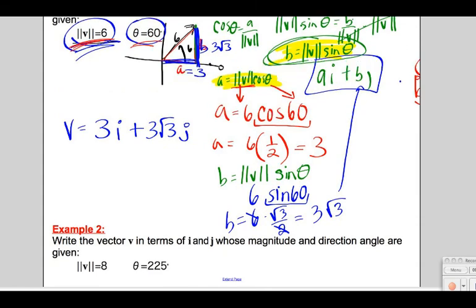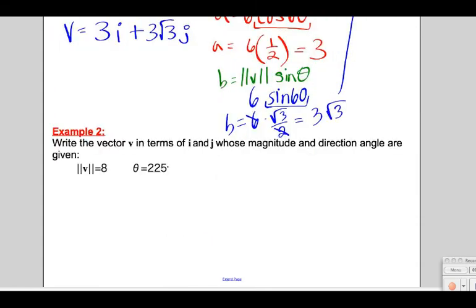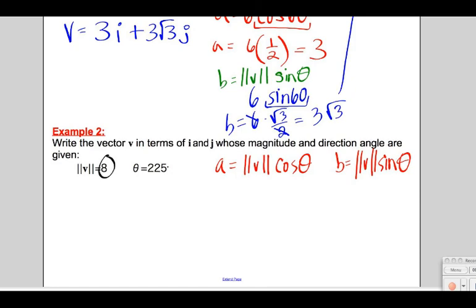So again, the two formulas we need are that A is the magnitude of V times the cosine of theta, and I need to know that B is the magnitude of V times the sine of theta. Memorize those two things, and you'll be able to find A and B every time. So I'm plugging 8 in for the magnitude of V. And I'm plugging 225 in for theta. So the cosine of 225 degrees. The sine of 225. And that's how I'll find A and B.